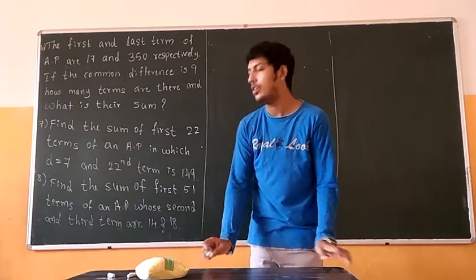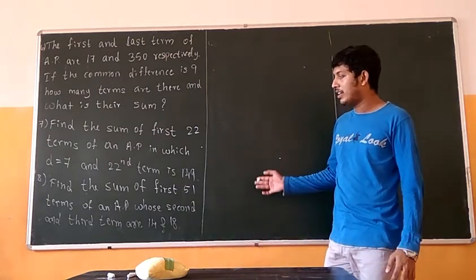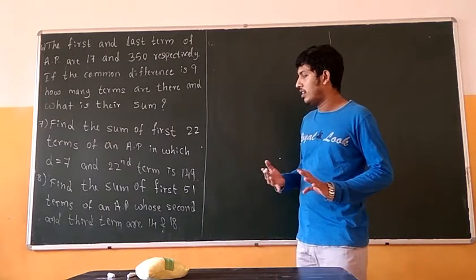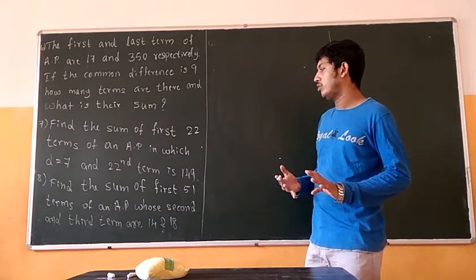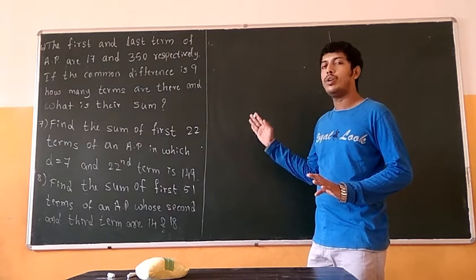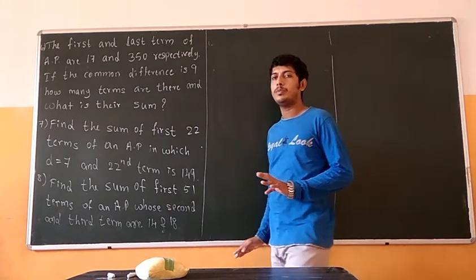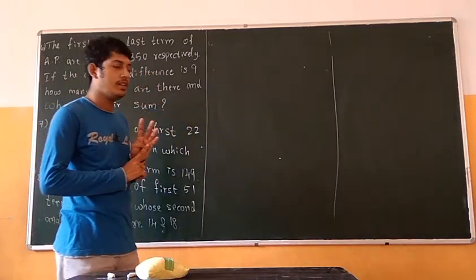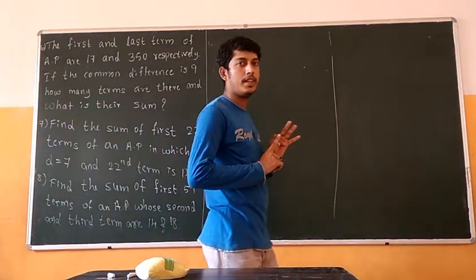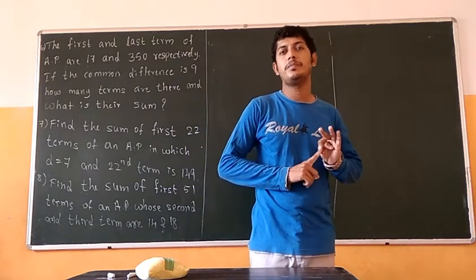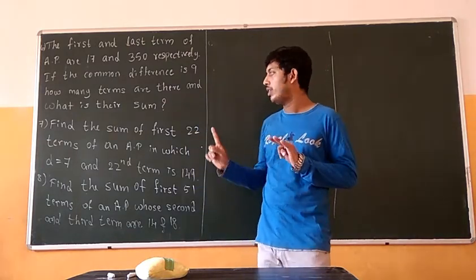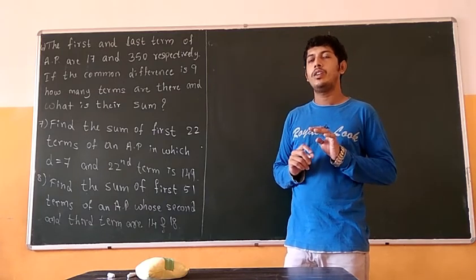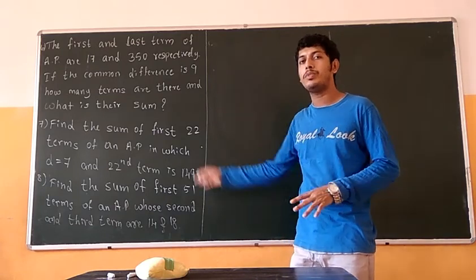N is equal to 51, and here they do not give the value of d, but they give the values of the second and third terms of the series. Here they do not give the value of a, the first term, or the value of the last term. They give the value of n and the values of the second and third terms. Now we have to find the sum from this data.